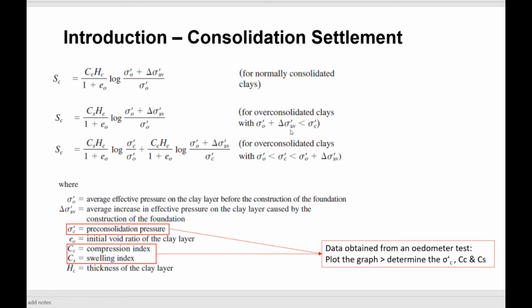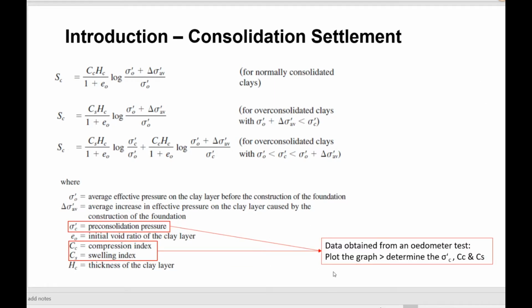As you can see here, there are two requirements. If the pre-consolidation pressure is larger than stress prime naught plus the delta stress prime average, you can use this equation. Otherwise, if the pre-consolidation pressure is more than stress prime naught, but less than stress prime naught plus delta stress prime average, you will use this equation.